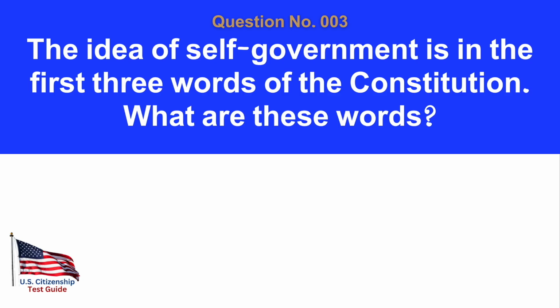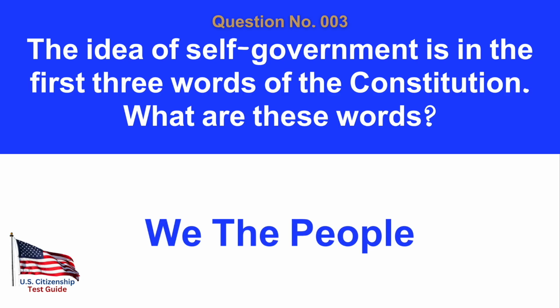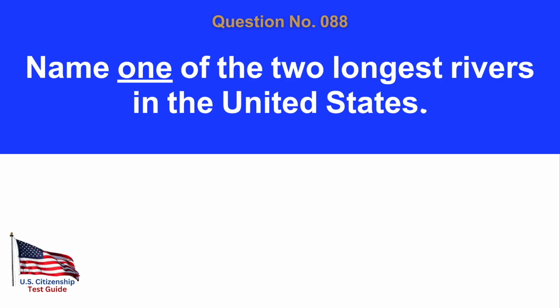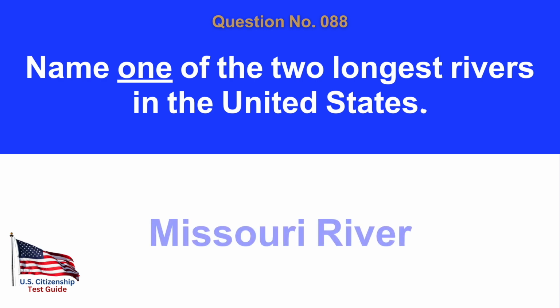The idea of self-government is in the first 3 words of the Constitution. What are these words? We the people. Name one of the 2 longest rivers in the United States. Missouri River.